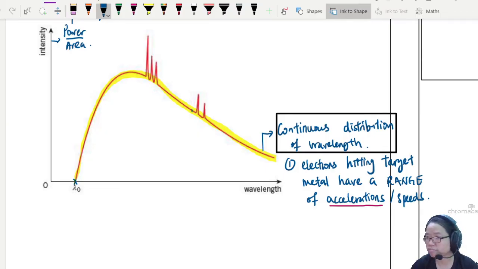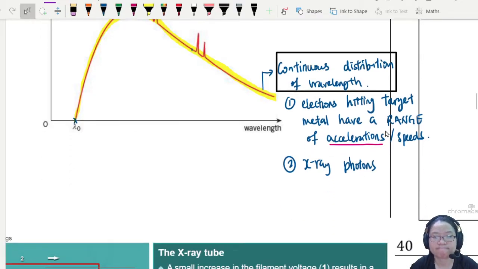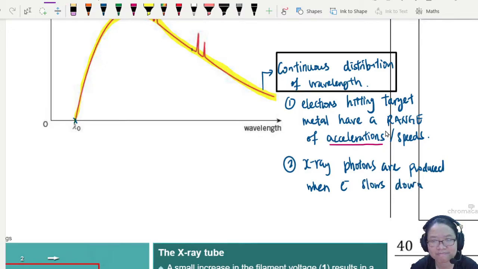And point number 2, when is X-ray produced? Remember the X-ray will shoot out in that particular diagram. So we will say that X-ray photons are produced when the electron decelerates or accelerates or slows down. I think that's easier for the brain. Electron slows down, gets deflected.